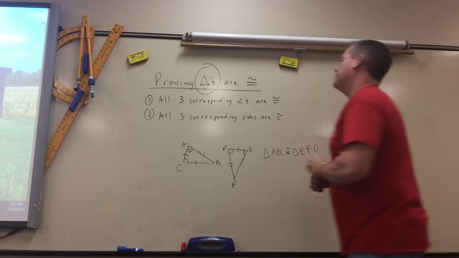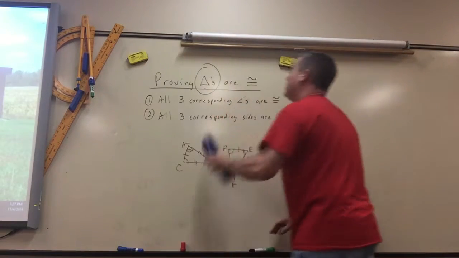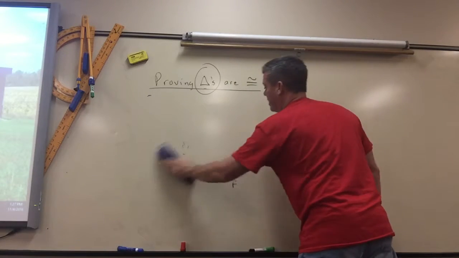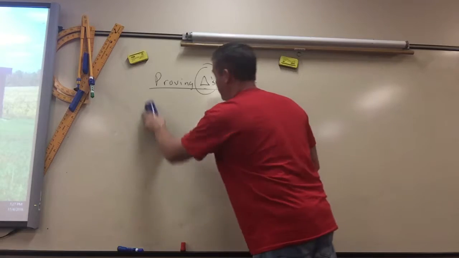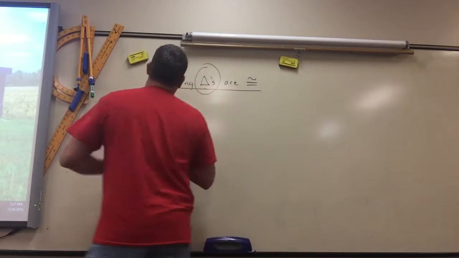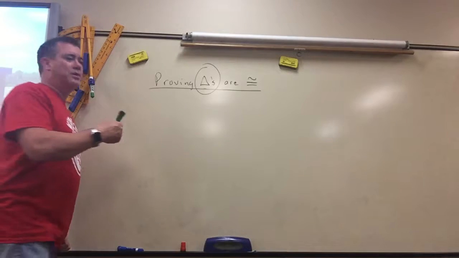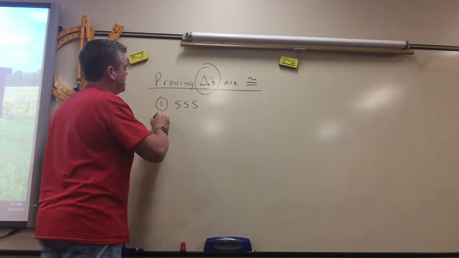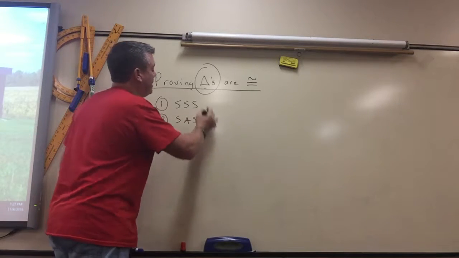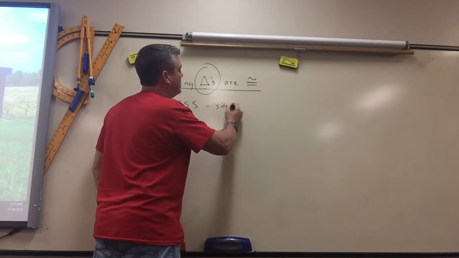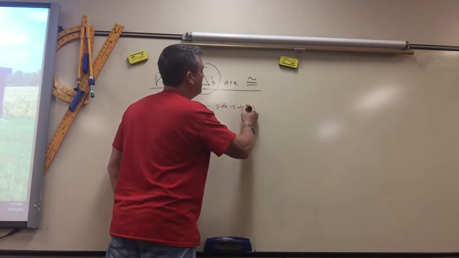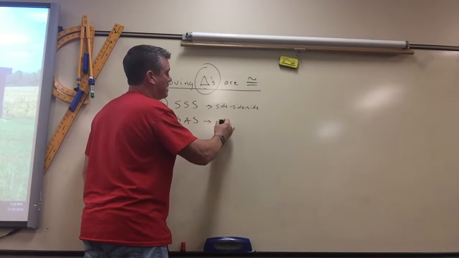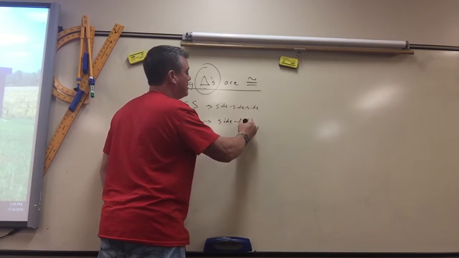Now, there's a shortcut for this to prove triangles are congruent. We don't need to show all 6 things. Today's lesson is just going to have 2 shortcuts. There's actually 5 once we learn them all. The first one is called SSS. The second one is called SAS. SSS is short for side, side, side. And SAS is short for side, angle, side.